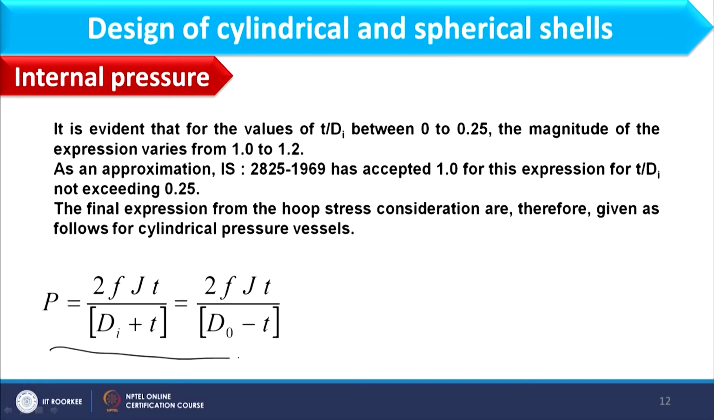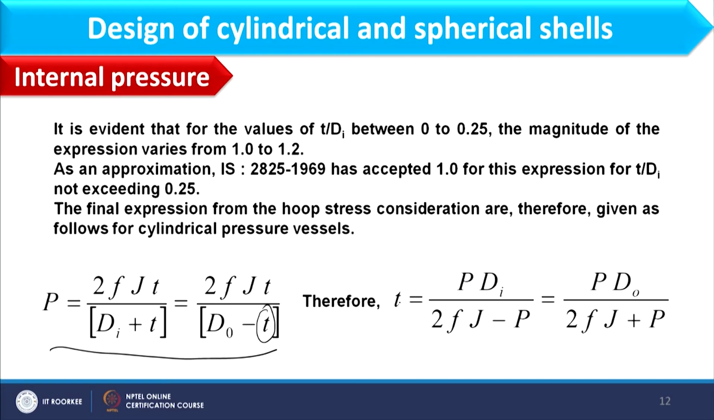So, this would be the final equation for pressure, where P is the internal pressure and equals 2FJT by (d naught minus T), because here the whole expression I have replaced with 1. So, from this we can extract the term T, which is the minimum thickness, that should be equal to P di by (2FJ minus P), and further it can be written as P do divided by (2FJ plus P). So, when I am considering outer diameter I have to take plus over here, and when I am considering inner diameter I need to take minus over here.